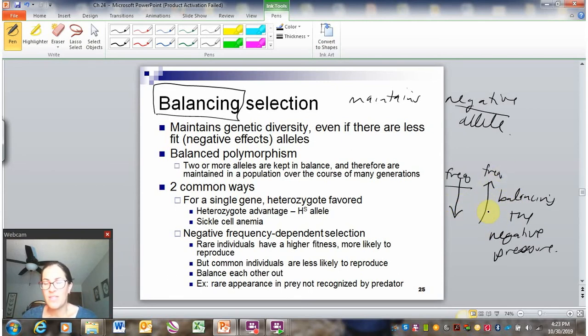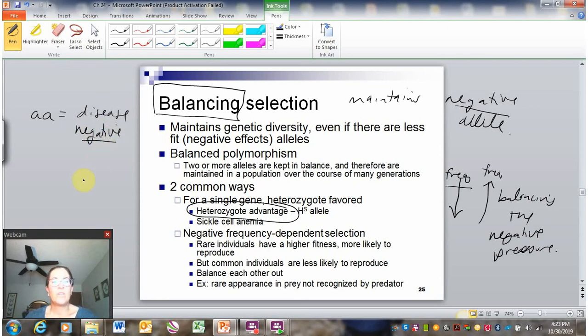And so these arrows are the same size because it's keeping that allele in the population at the same rate. So the one way that this can occur is through something called the heterozygote advantage, okay? And so the most well-known example of this is with sickle cell anemia. So sickle cell anemia is a disease that's recessive. So an individual that has the two recessive alleles will have sickle cell anemia, and it's a very negative allele.